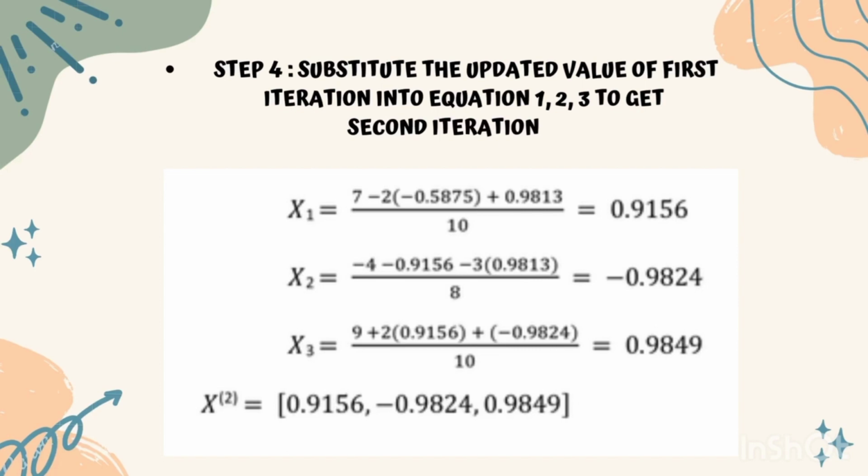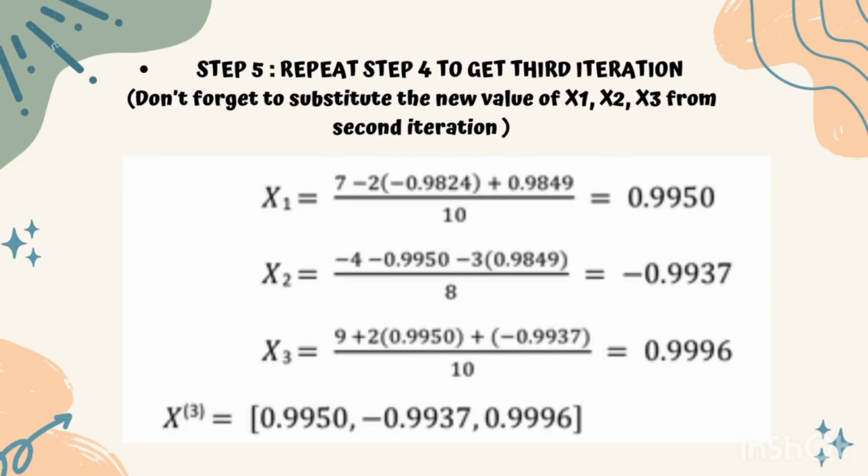Step 4. We need to substitute the updated value of first iteration into the equation 1, 2, and 3 to get the second iteration. So, for x1 we get 0.9156, x2 negative 0.9824, and lastly for x3 we get 0.9859.